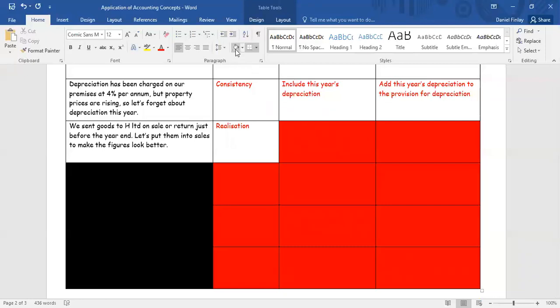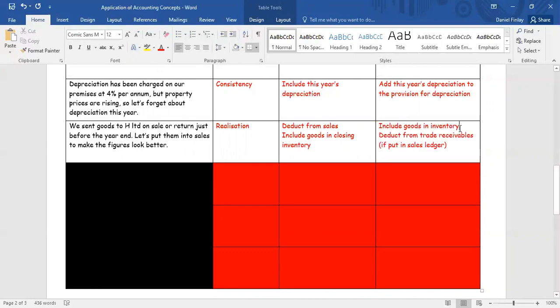And on the income statement, I'm not going to put it in my sales because I haven't technically sold yet. H Limited hasn't sold it on for me yet. So I need to take it away from the sales and also include it in my closing inventory, because I still have that stock until they sell it for me. I don't physically have it in my business, but it is still owed to me. And on the soft, again, I'm going to make sure I include that in my inventory. And if I've put it in my sales ledger, so if I put down that H Limited owes me that money, I'm going to deduct it because they haven't sold it on for me yet.